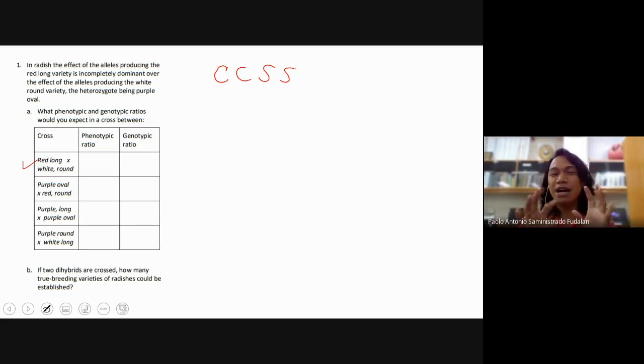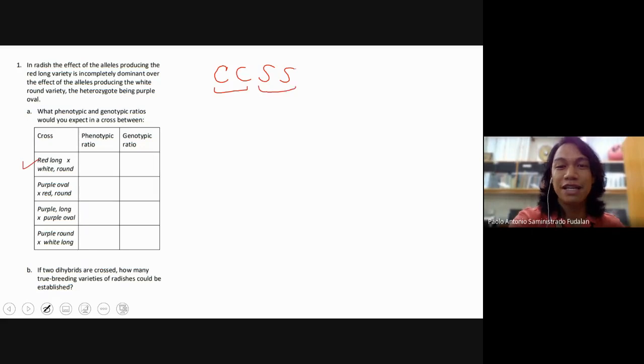So this is how the genotype would look like. You have here the alleles for color, and you have here the alleles for the shape. Now take note that we have certain traits. Now, if we talk about traits, we are talking about four traits.